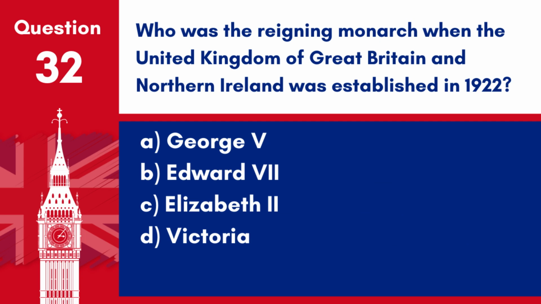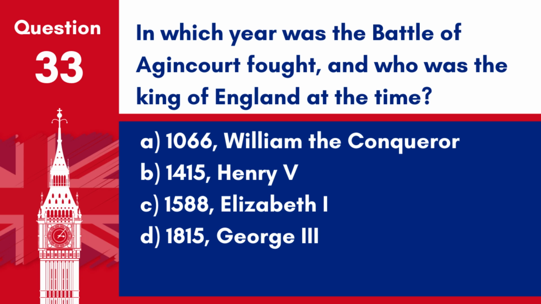Question 32. Who was the reigning monarch when the United Kingdom of Great Britain and Northern Ireland was established in 1922? A. George V. B. Edward VII. C. Elizabeth II. D. Victoria. Answer. A. George V. The United Kingdom of Great Britain and Northern Ireland was formally established in 1922 during the reign of King George V.